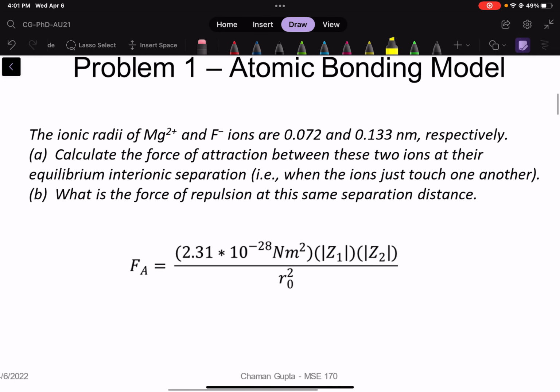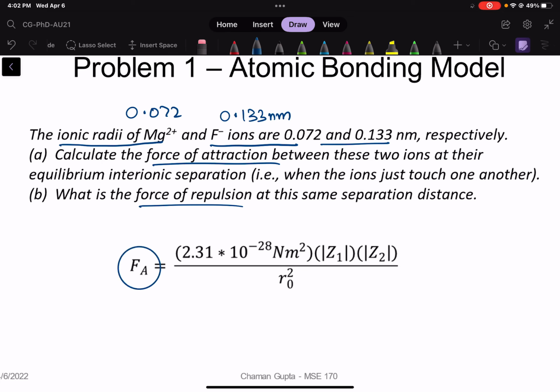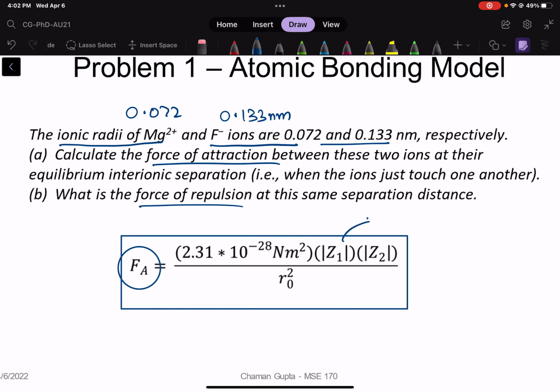So in this system, you have been given the ionic radius of Mg2 plus and F negative ion. So this is 0.072, this is 0.133 nanometers. Calculate the force of attraction and the force of repulsion. So force of attraction formula is given over here in this form, and here again Z1 and Z2 refer to the charges, the Q1 and Q2. And if you see this modulus outside, that is just to avoid any sign confusion.